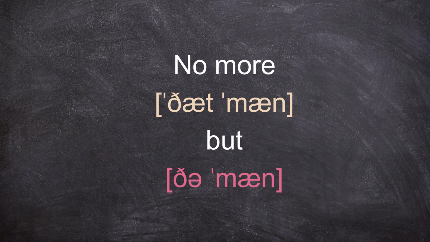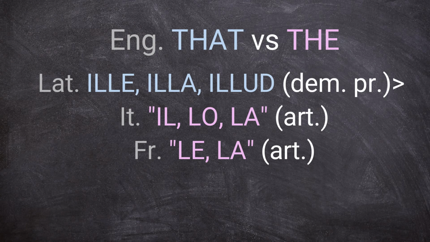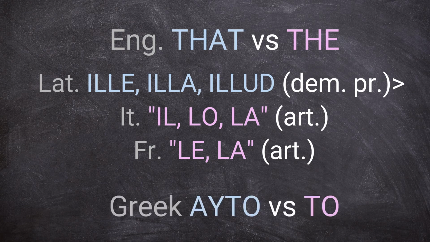That is why we have some similarities between that and the in English and in other Germanic languages, but also in Romance languages. In fact, Latin ille, illa, illud gave il, lo, la in Italian, or le, la in French, or in Greek, where this is αυτό, and the neuter article just το.